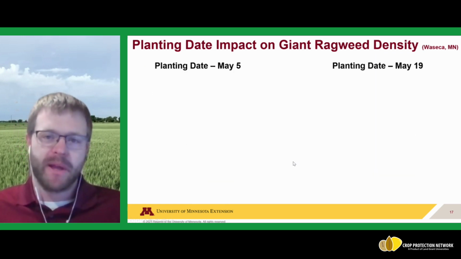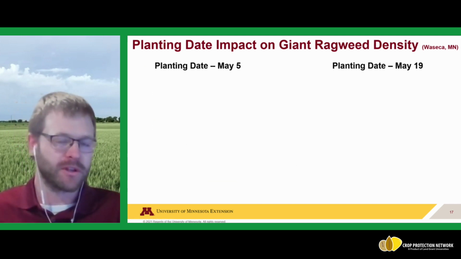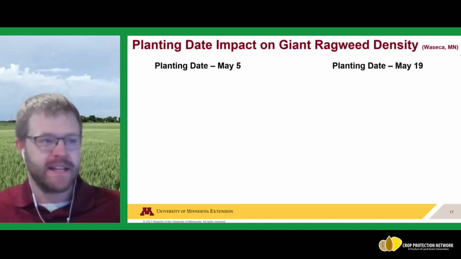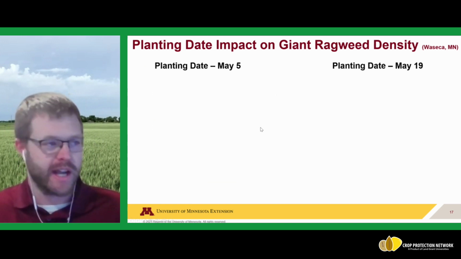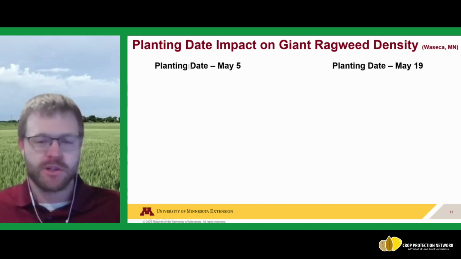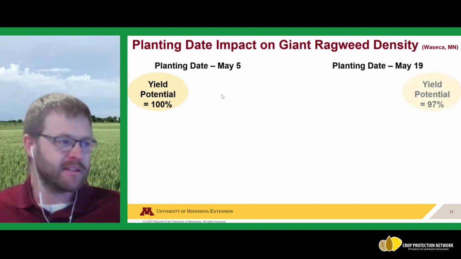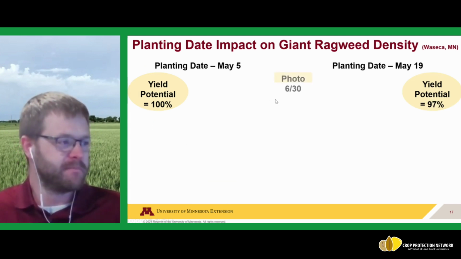So here's a couple of pictures that I like to share to show the importance of both mechanical and cultural control strategies. These are a couple of photos from Waseca a couple of years ago showing the impact of planting date on control of giant ragweed. The left-hand photo was planted on May 5th. The right one was planted 2 weeks later on May 19th. Of course, normally we like to plant as early as we can to achieve high yield potential. In this case, we're losing about 3% soybean yield potential in that period in Minnesota.